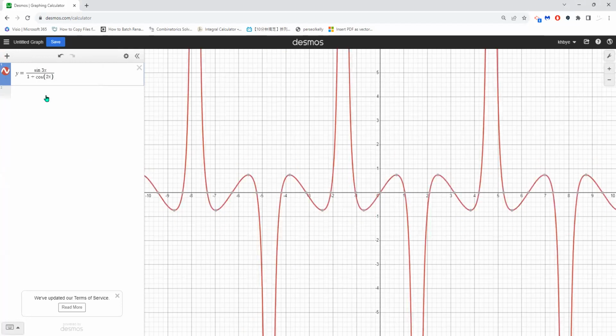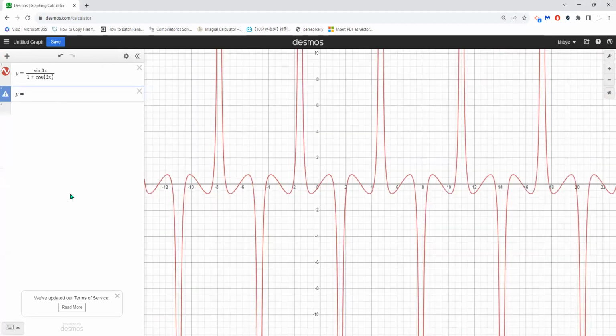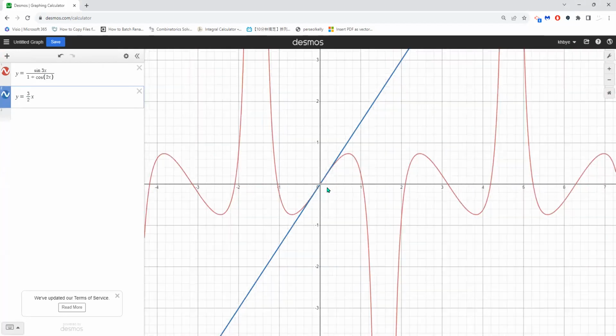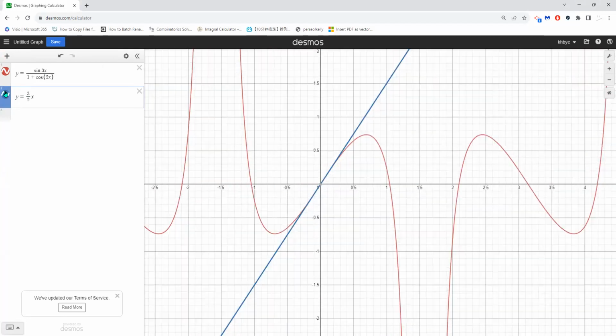It looks very complicated. But the approximation is very simple. Y equals a linear expression. What was that expression? 3/2 theta, or x in this case. You see what happens for small values of x? The blue curve and the red curve are very close, right? It's a good approximation. That's the main idea.